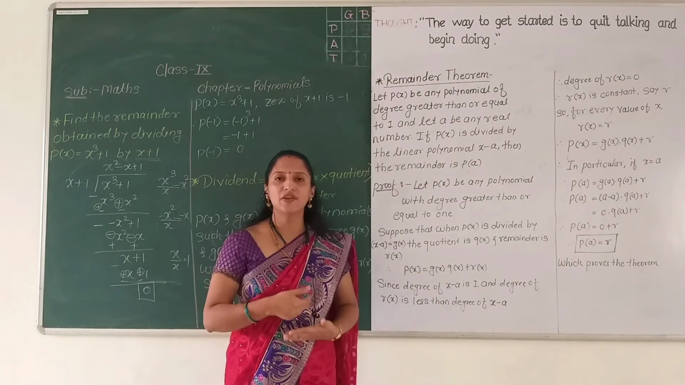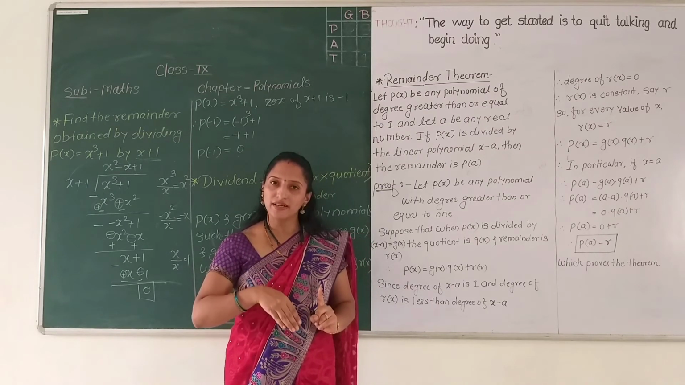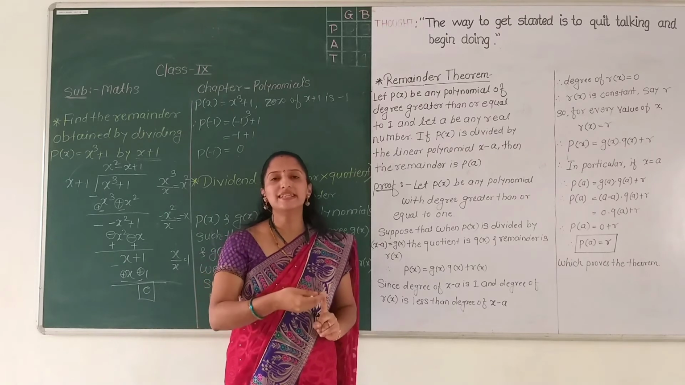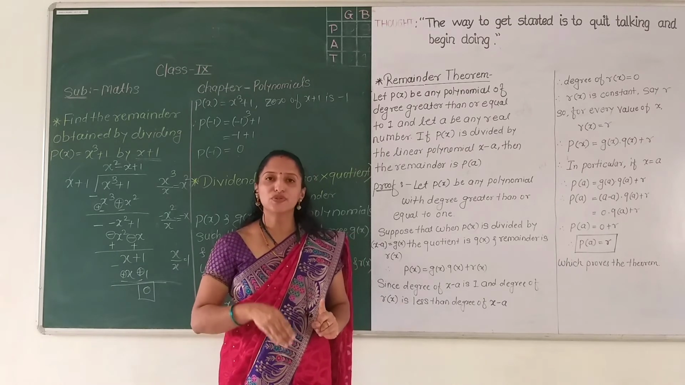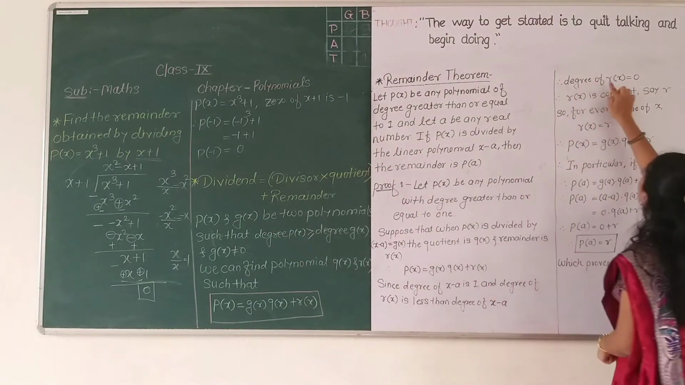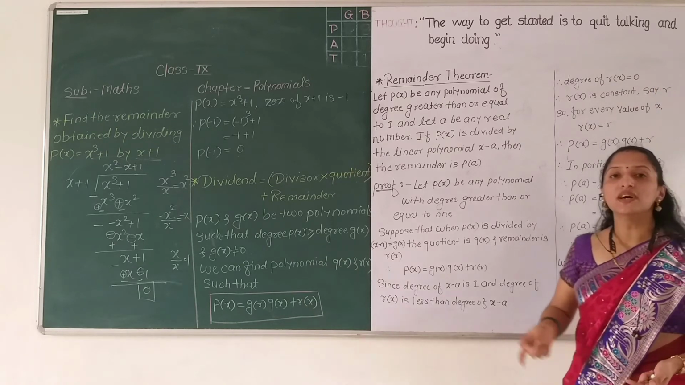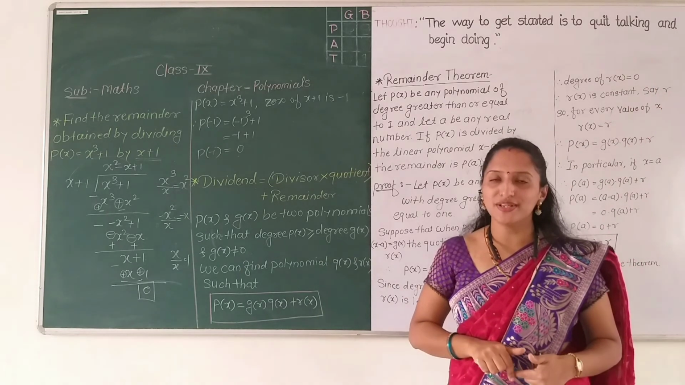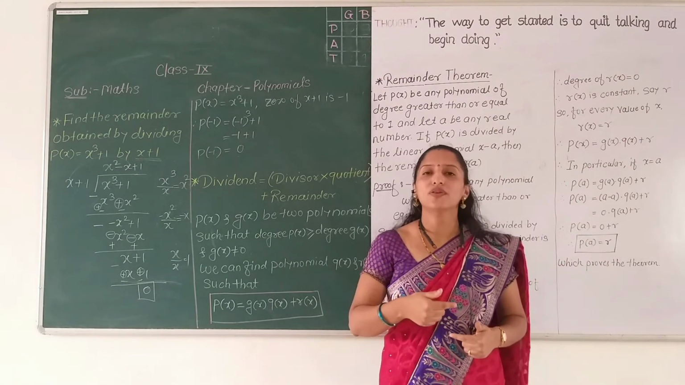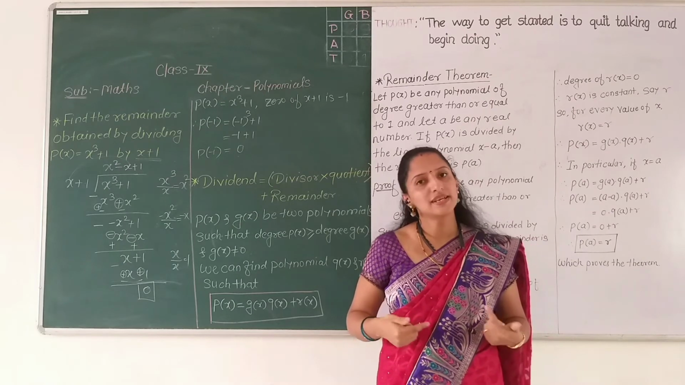Since the degree of the divisor is 1 and the degree of the remainder, that is r(x), is less than the degree of the divisor, it must be equal to 0. So we get here degree of r(x) is equal to 0. When r(x) is a polynomial and its degree is 0, that means r(x) is a constant polynomial. You understood? r(x) is a constant polynomial, since the degree of every constant polynomial is 0.